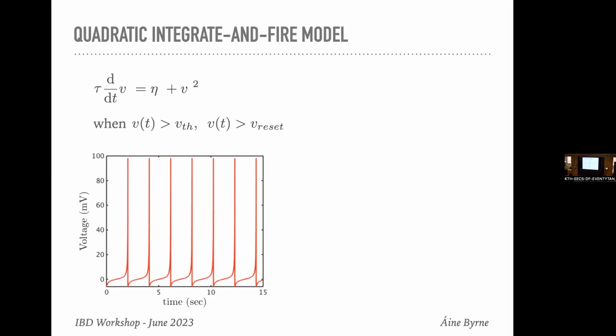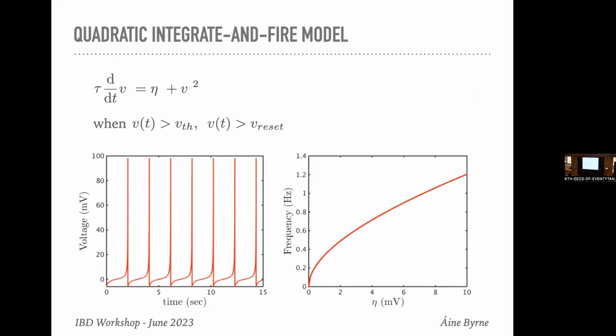And the frequency at which these action potentials happen is related to the square root of your input parameter here, which is eta, which you can think of as the excitability or the background drive. So the larger this is, the higher the frequency of oscillation is going to be.